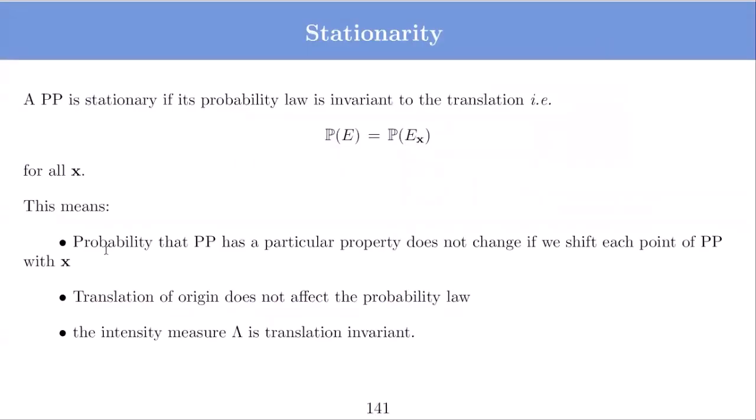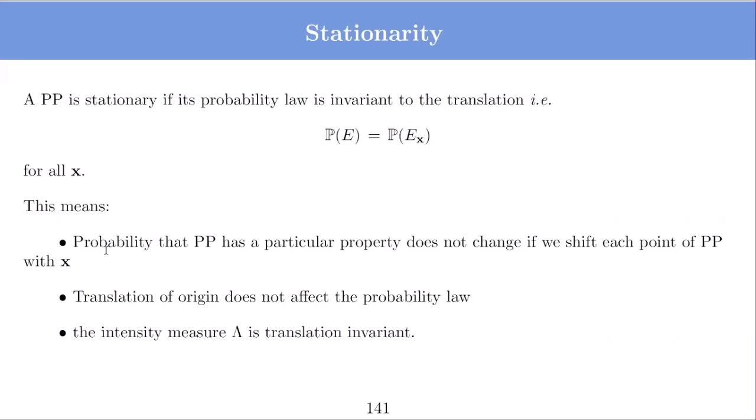Now, why did I define these two operations? This will help us determine some statistical properties, special properties of PP. The first one is stationarity. A point process is stationary if its probability law is invariant to translation. It means if there is some event E, then the probability of E is equal to the probability of EX. Let us remember again, E is some property and EX means you shift the point process by minus X and then ask whether it has property E or not.